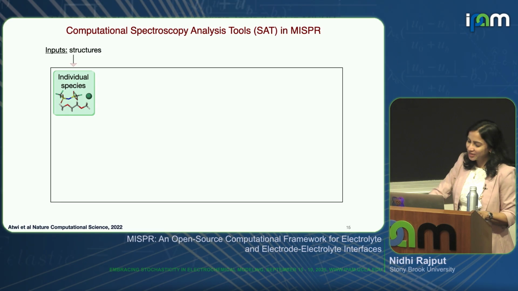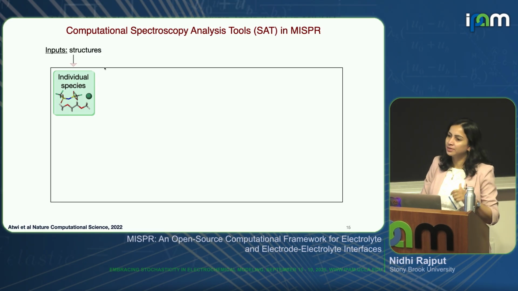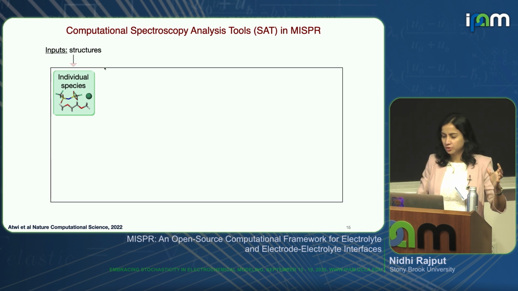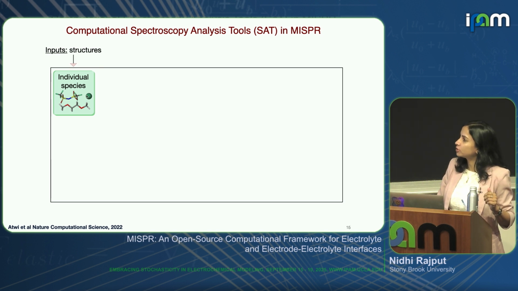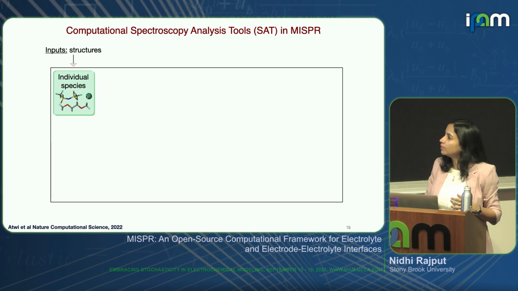All right. So the computational spectroscopic analysis tool in MISPR starts with something as simple as just providing the molecular structure. You just provide the structure of the cation, anion, and solvent, in SMILES, InChI, or whatever your favorite format is.